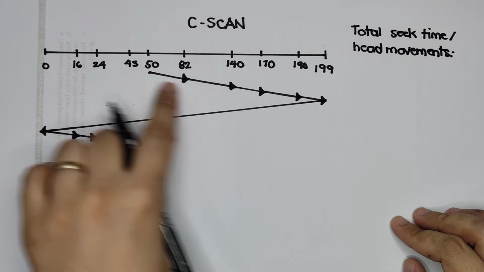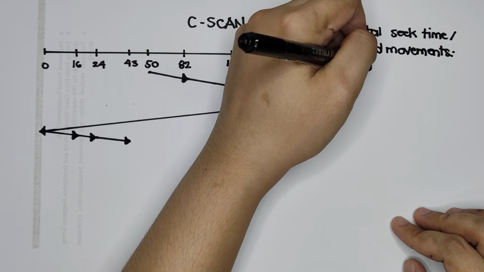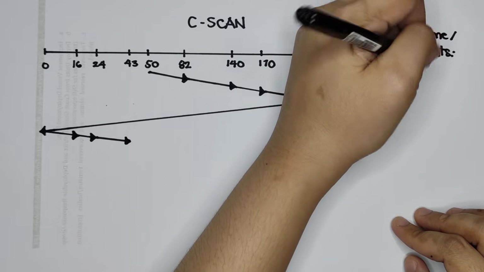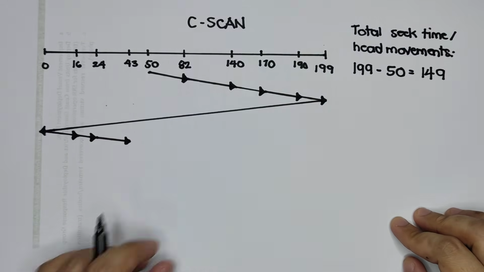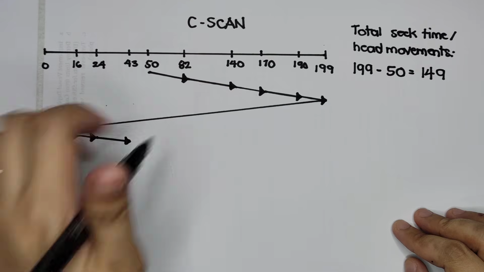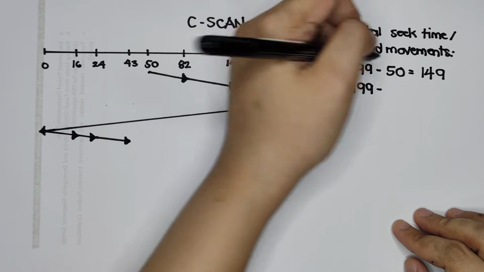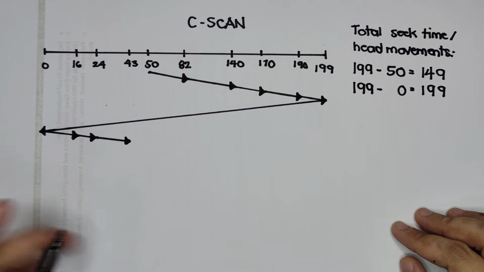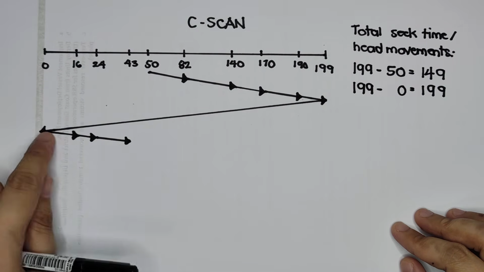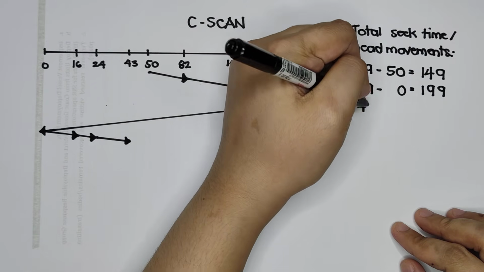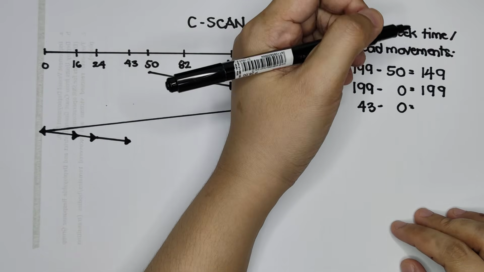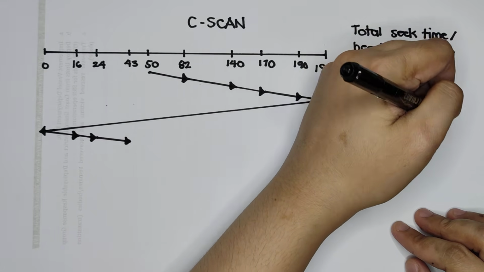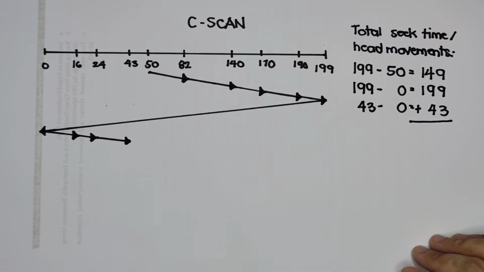So we have our first line here is we have 199 minus 50 is we have 149. Next is 199 minus 0, of course. 199 minus 0 is equal to 199. And then last is we have 43 minus 0. 43 minus 0 is we have, of course, 43.